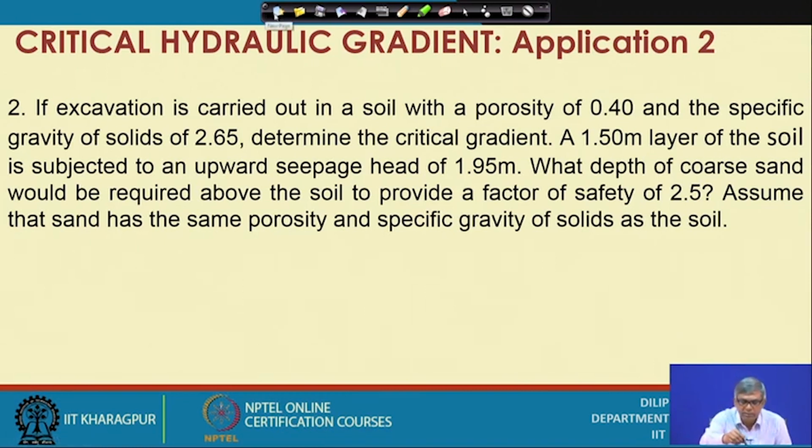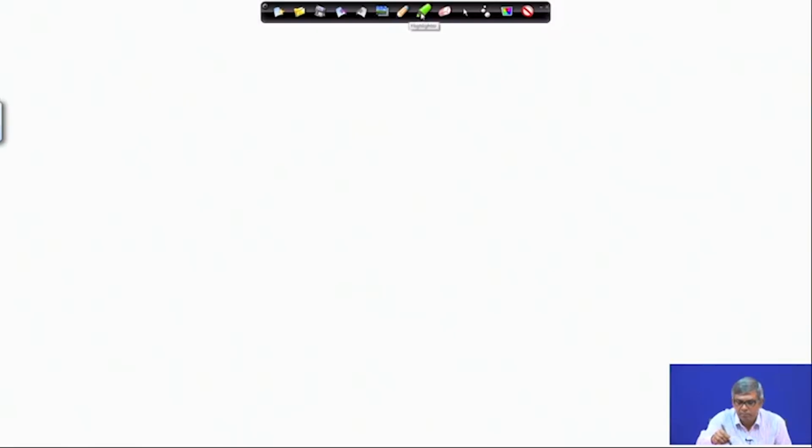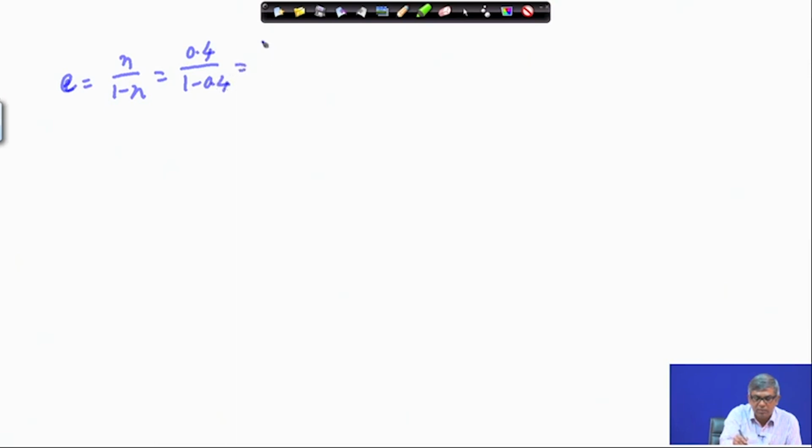We can see it this way. e equals n divided by 1 minus n, and this is 0.4 divided by 1 minus 0.4, that is 0.4 by 0.6, equal to 2 by 3, which is nothing but 0.67. So the e value is obtained now.